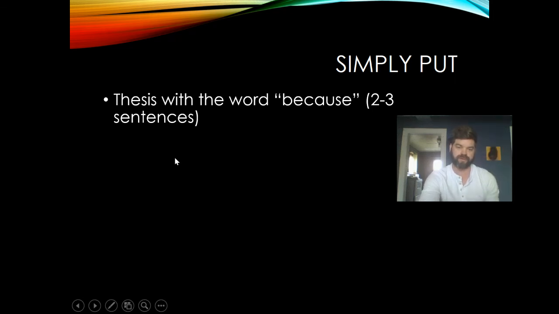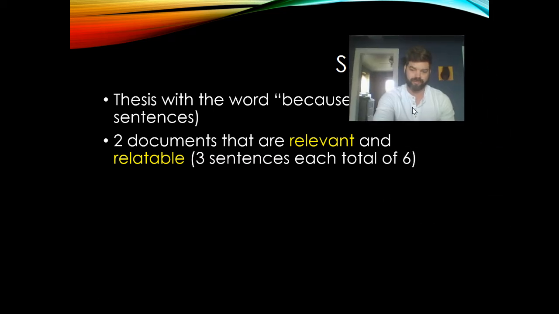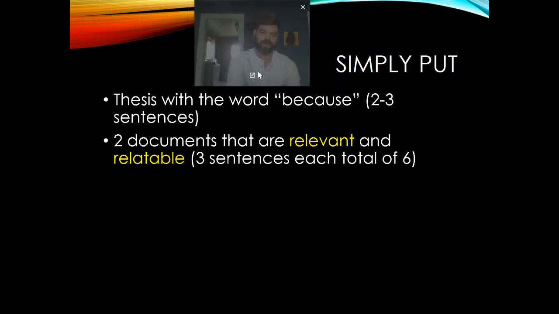So real simply put, what you need is a thesis statement with the word because. This is going to be 2 to 3 sentences. Your thesis statement's one sentence, but your opening thesis can be 2 to 3 sentences. Then 2 documents that are relevant and relatable. Make sure they are relevant to your specific argument, and you can relate them back to your thesis statement. This would be 3 sentences each for a total of 6.